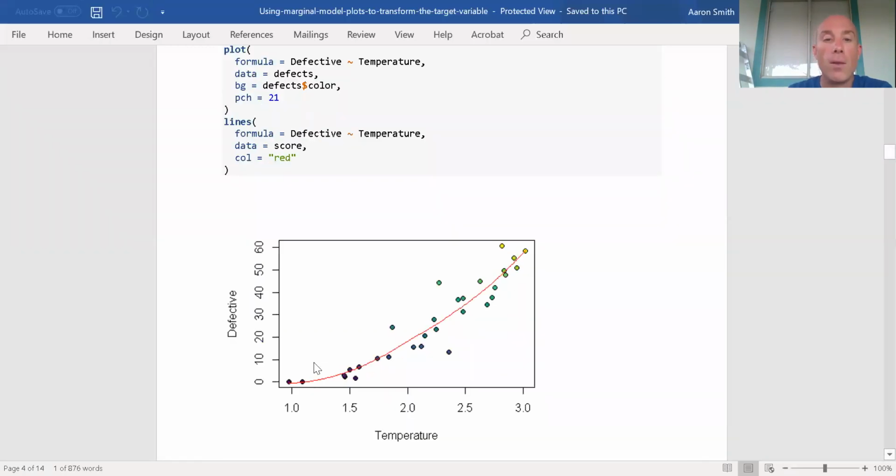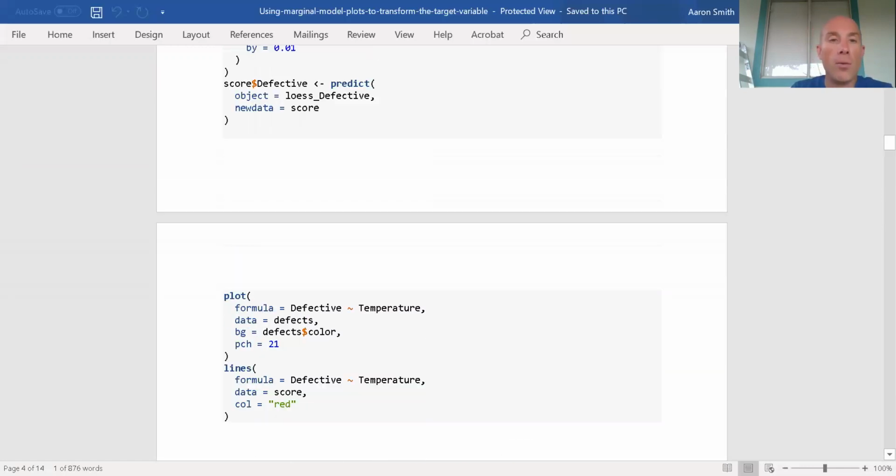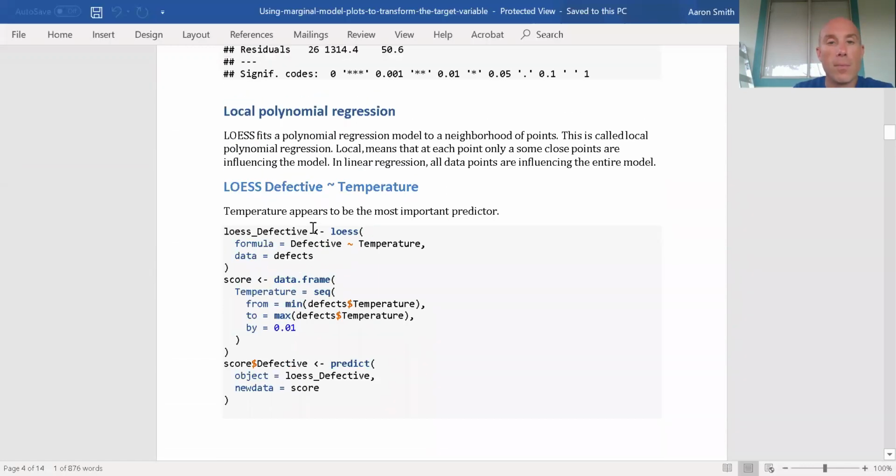All right, so notice on this plot, I've got my scatter points and I've got this curve going along here. So what did I do? I did a lowess model. So what is lowess? What this is actually doing, this is a polynomial regression, but it's a local polynomial regression. At each individual point along the predictor variable, it takes only observed data points that are close.